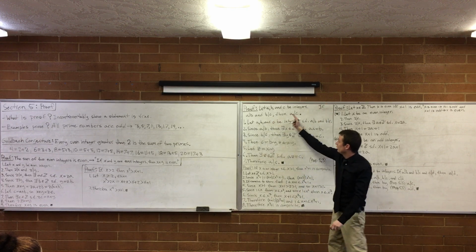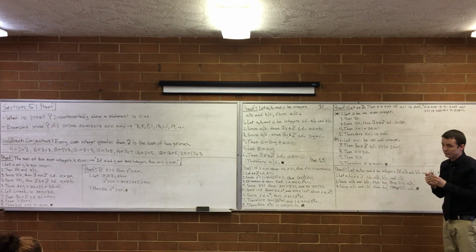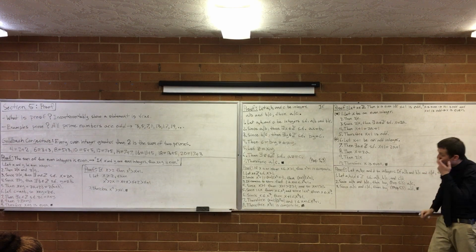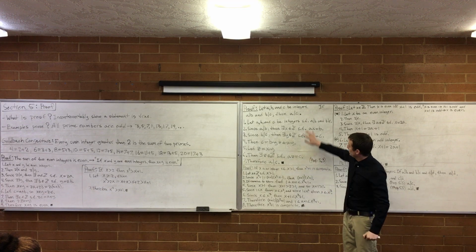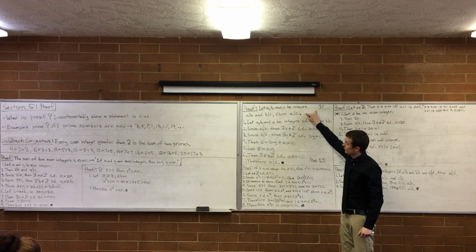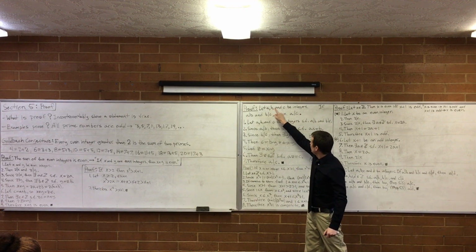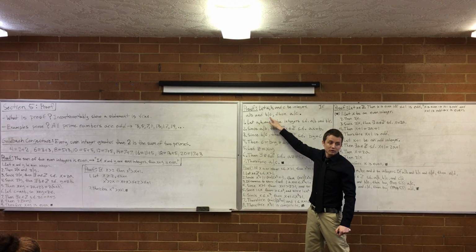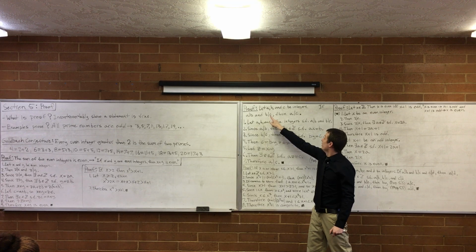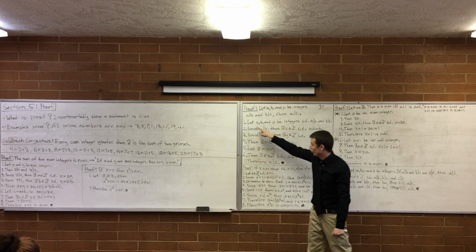If a divides b and b divides c, then a divides c. You with me? So we need to break that down into an if-then statement altogether. How do we break that down? We say, if a, b, and c are integers such that a divides b and b divides c, you see all that? Then a divides c. So notice my first line.